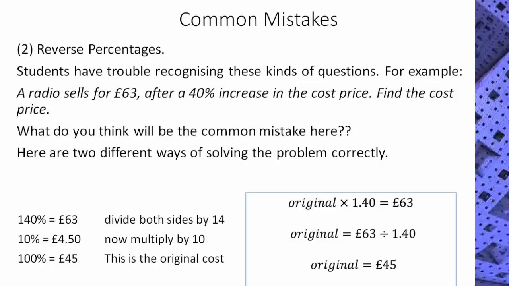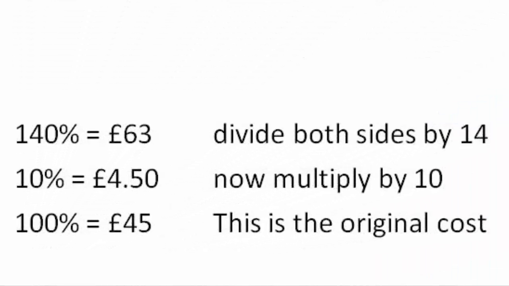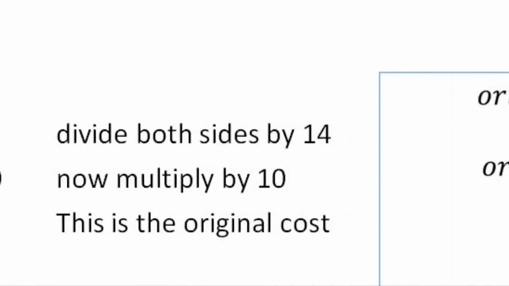Now, if they've got to find the cost price, there are two different ways of thinking about this which I teach. Firstly, and I argue this is the way if you're on a non-calculator paper, and they can be given this on a non-calculator paper, we know that after a 40% increase we've actually got 140%. So 140% is £63. Now let's find 10% by dividing both sides by 14. That gives us 10% is £4.50. Now we can simply multiply by 10 and we get 100% is £45, and that's the original cost price. That's one way of looking at it.